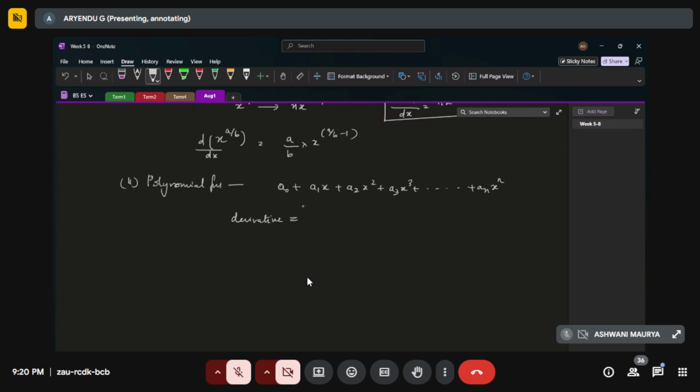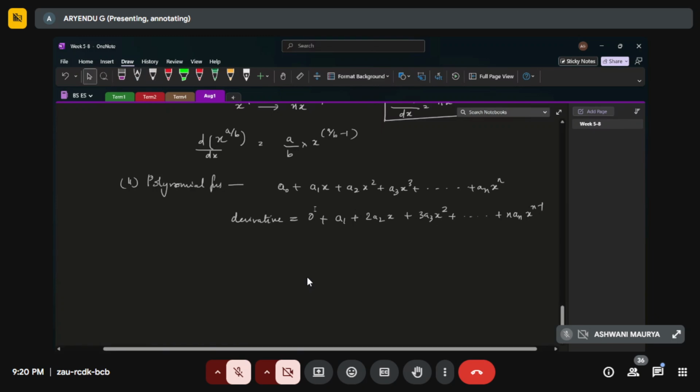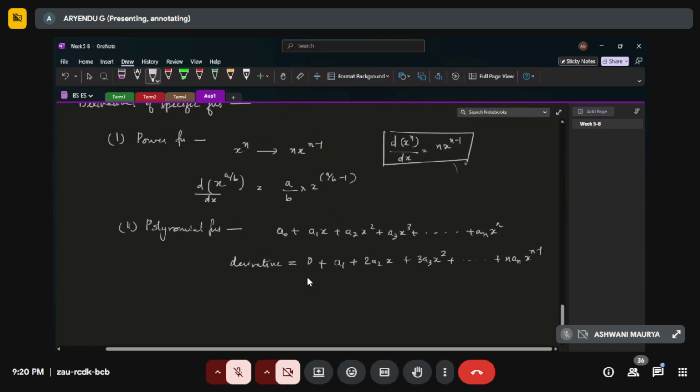this a0 will get its derivative as 0, and then this one will become a1. This will become 2a2 into x. This will become 3a3 into x square, and the last one will become n a_n into x raised to n minus 1. Here also we can see that we are using this same identity.